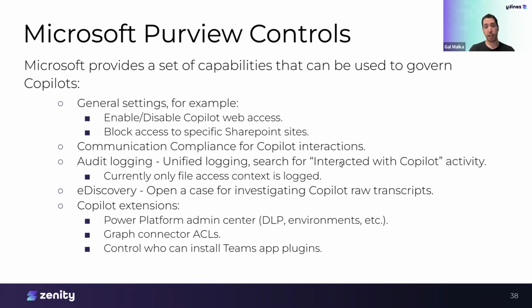And lastly, as I mentioned, Copilot connects to a lot of platforms and tools, and you can build on top of it. So you have the controls of the platforms themselves. For example, Power Platform and Copilot Studio have their own admin center to control DLP policies, environment management, and so on. Graph connectors have their own access control list mechanism, and for Teams extensions, which are a way to extend Copilot by using external vendors' offerings, you can control who can install what in your organization.